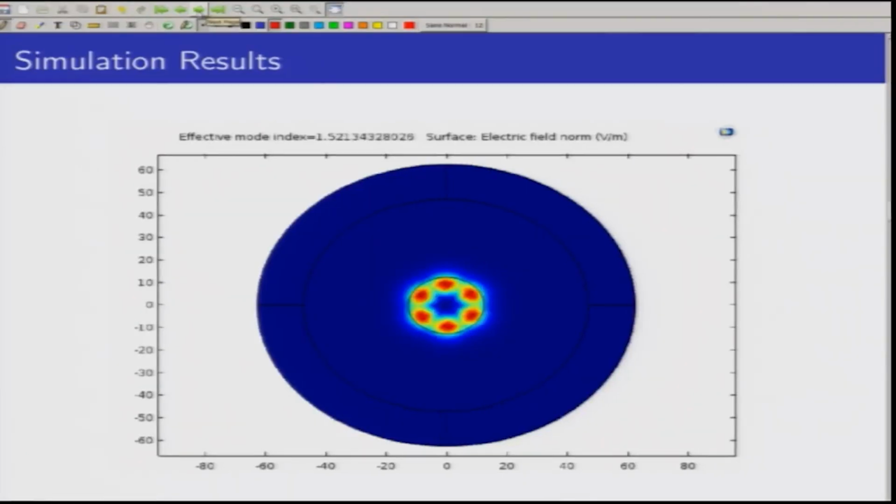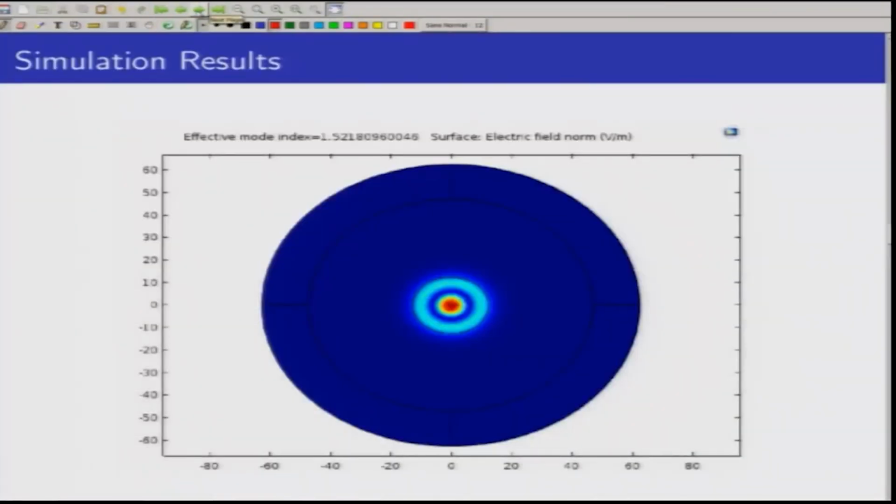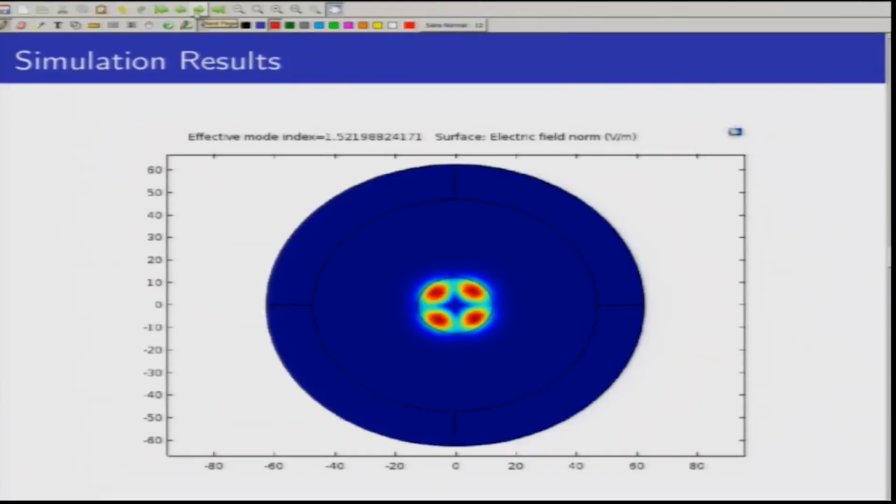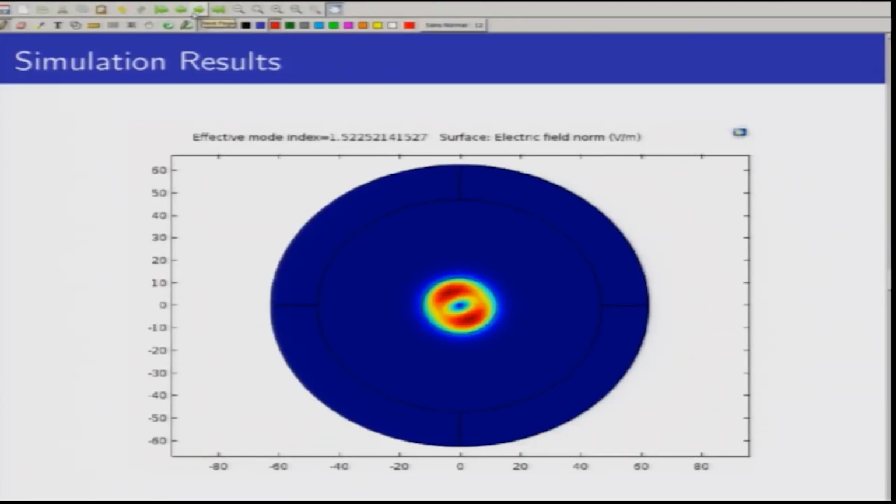If we go for the next one, this is LP31 mode and it has a separate effective index value. One more point we can notice, all modes do not have the same effective index, it changes based on the mode that we have. This is the second mode, LP02 mode, which again has a different effective index, and we are going in the higher order of effective index value. And this is the LP21, this is LP31 mode, and finally we reach the fundamental mode, LP01 mode.